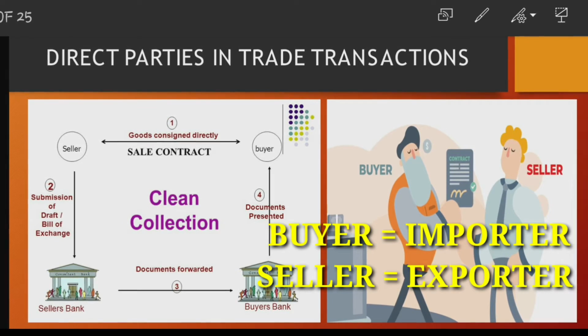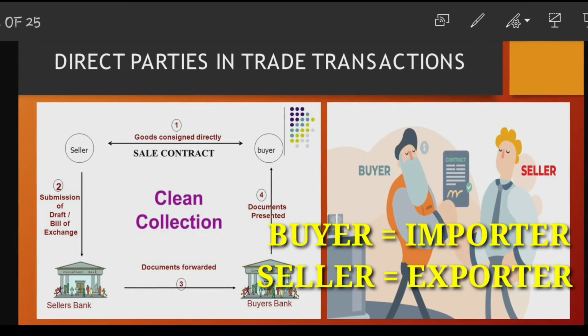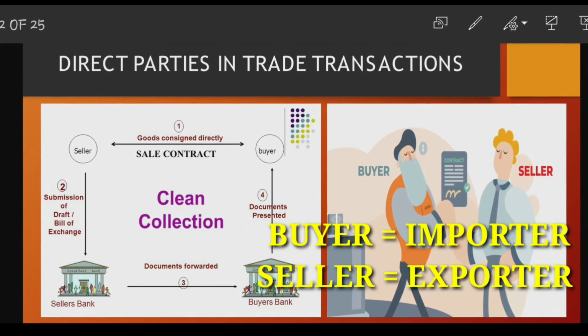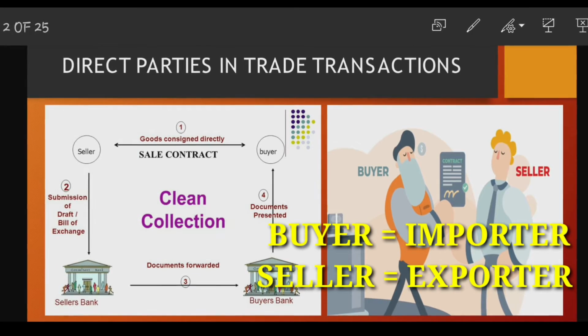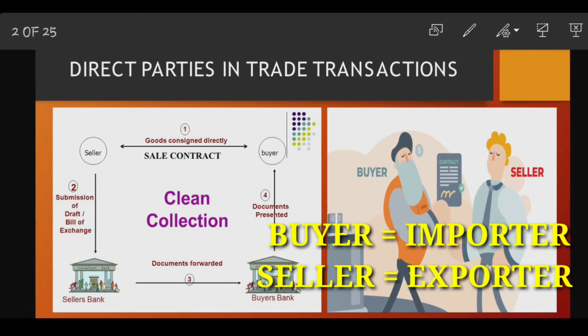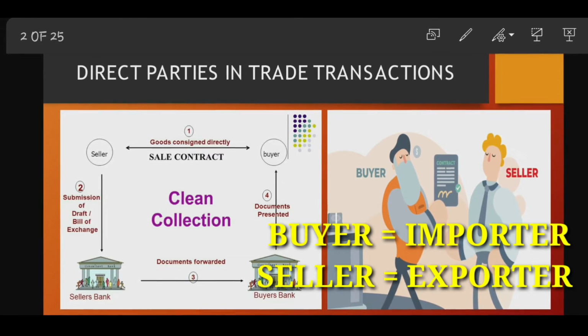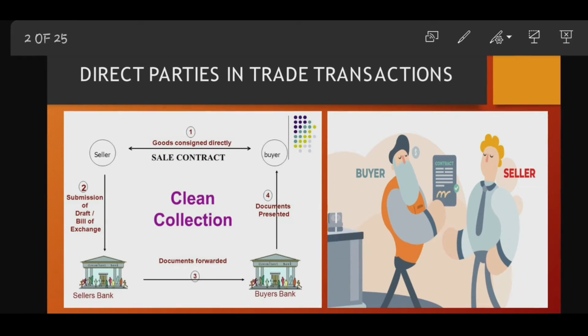Then they are going to submit a draft of the bill of exchange or the bill of lading through the seller's bank. Then it will be forwarded to the buyer's bank, and then the documents will be forwarded or presented back to the buyer. Basically, that is how a trade transaction is done.